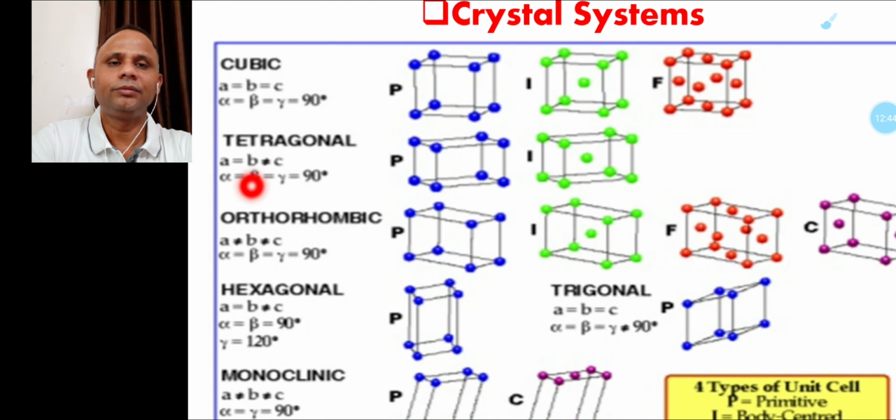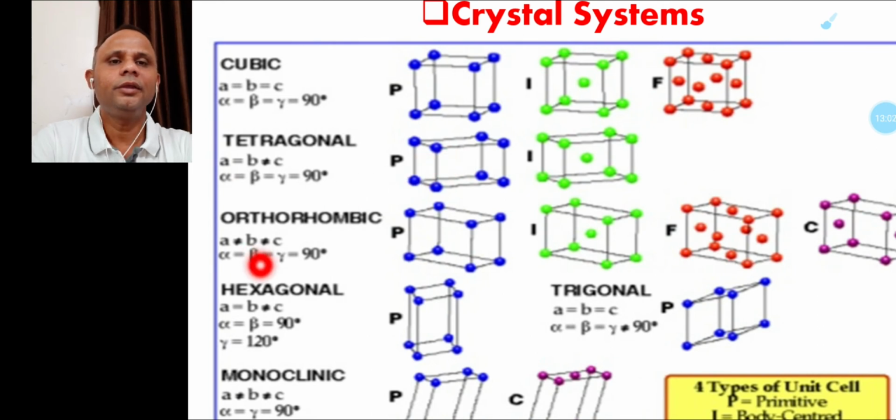If you slightly change the lattice parameter, that means A is equal to B, B is not equal to C, then angle alpha is equal to beta, beta is equal to gamma is equal to 90 degrees. The unit cell form is called tetragonal. This is the structure of tetragonal.